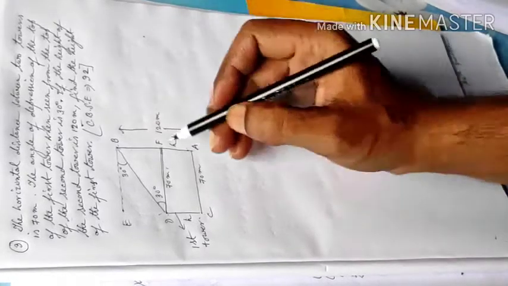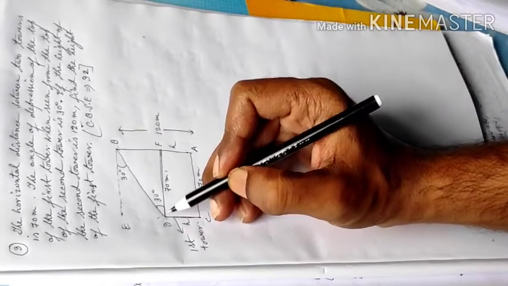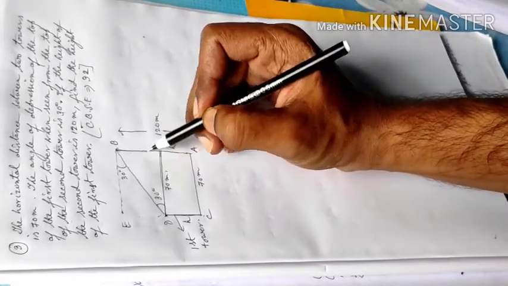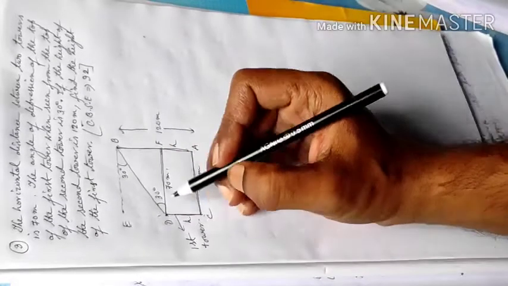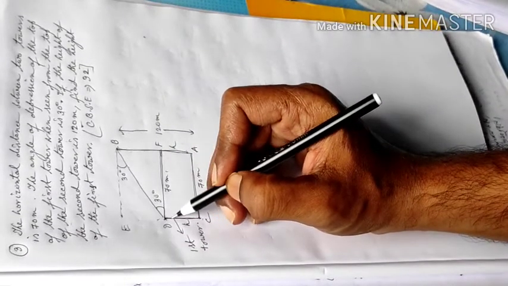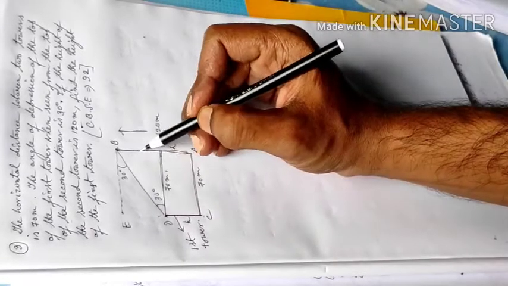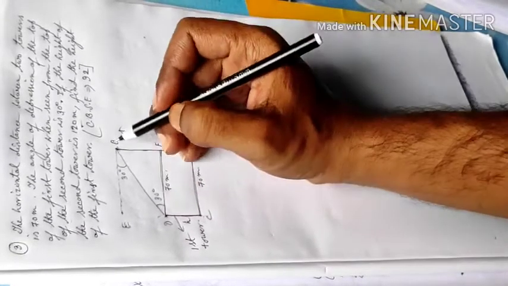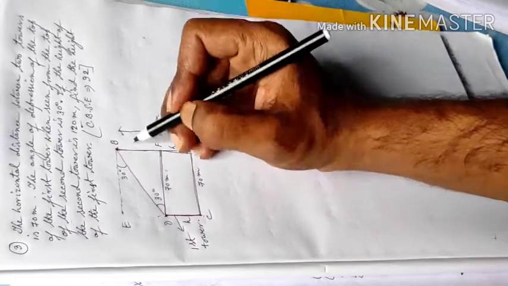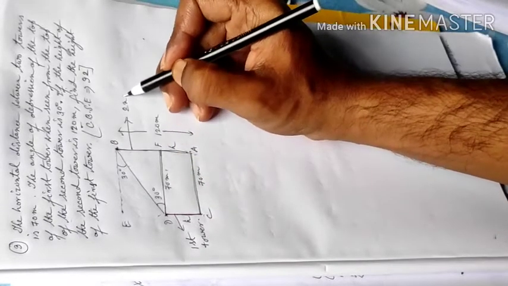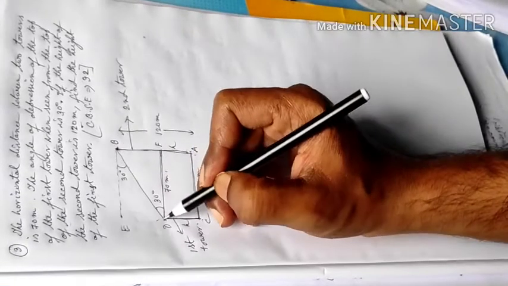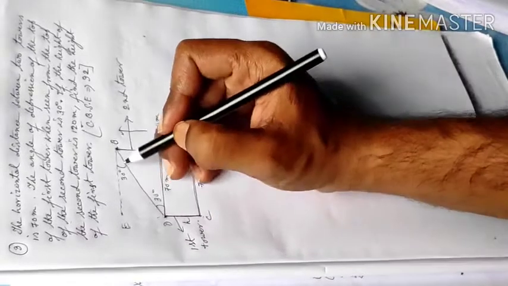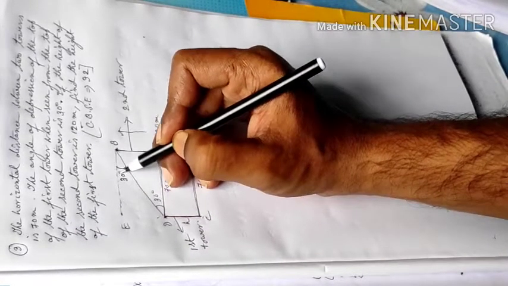1992. Suppose two towers, one is CD and another is AB. The distance between the two towers is 70 meters. This is your first tower DC and this is your second tower AB. When you see from the top of the second tower, the angle of depression to the first tower top is equal to 30 degrees.